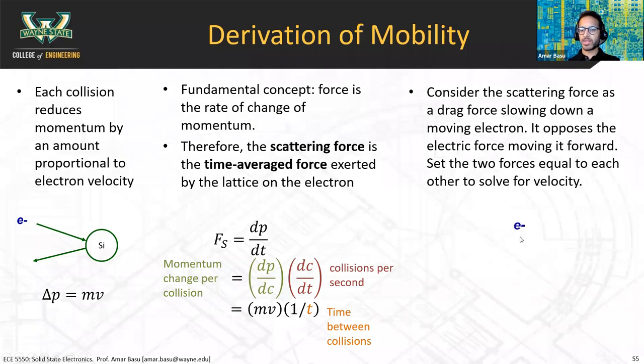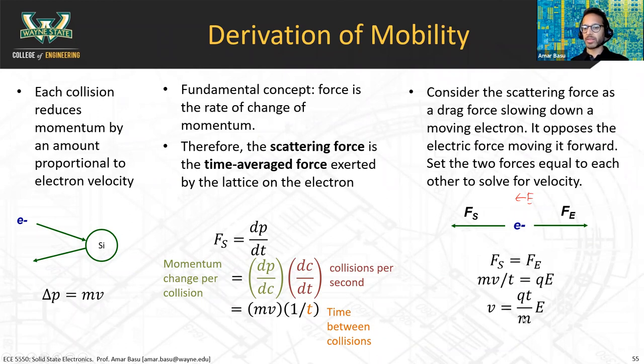So you have your electron here. There's an electric force. Remember, we assume that there's an electric field going in this direction. So there's an electric force that's trying to move the electron from left to right, but the scattering force is going in the opposite direction. That's slowing down the electron. And so this scattering force and electric force, we can set these equal to each other, and you solve for the velocity. The analogy I'm going to give you here is skydiving.